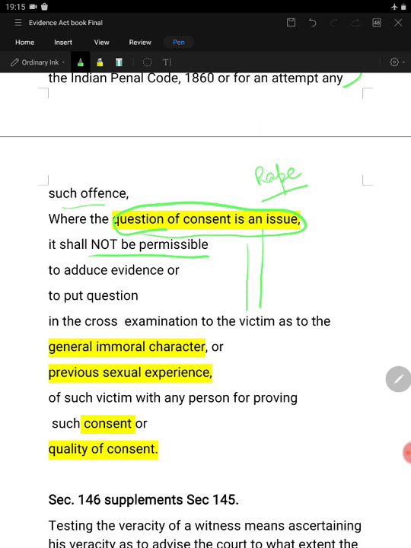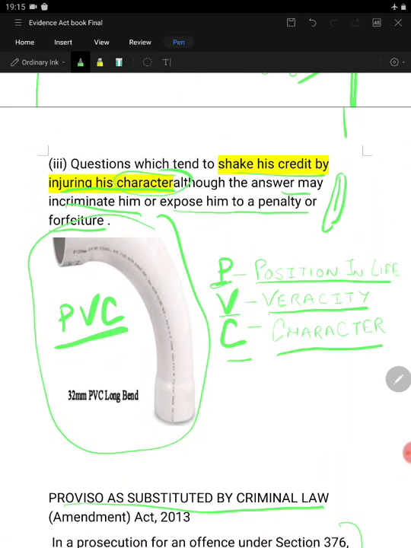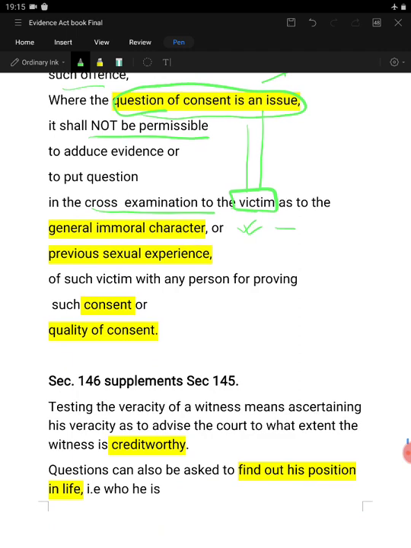Which kind of questions cannot be asked to the victim in cross examination? Questions which would suggest that the victim is of general immoral character. Though character questions which seek to shake the credit of the witness by injuring his character can be asked, in case of rape victims it cannot be asked. Then, questions which would show her previous sexual experience, either with the accused or any other person, so as to show the consent or quality of consent. These types of questions cannot be asked in case of a rape victim.